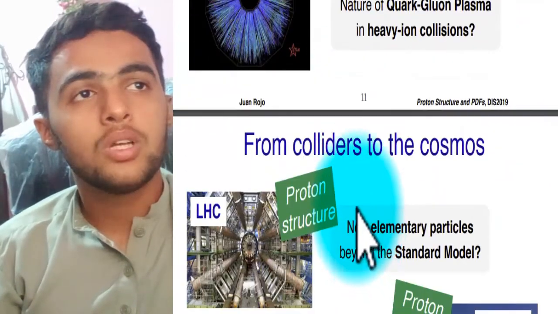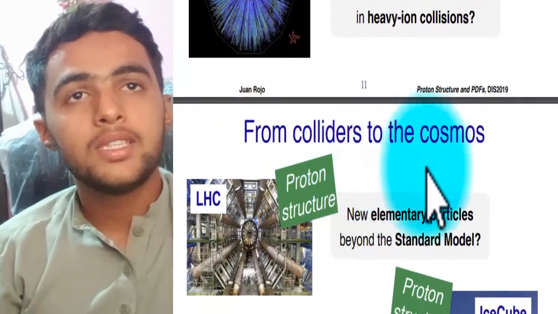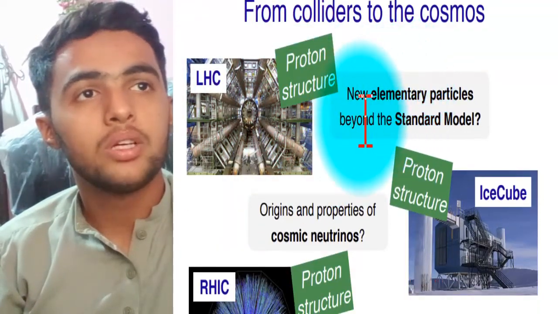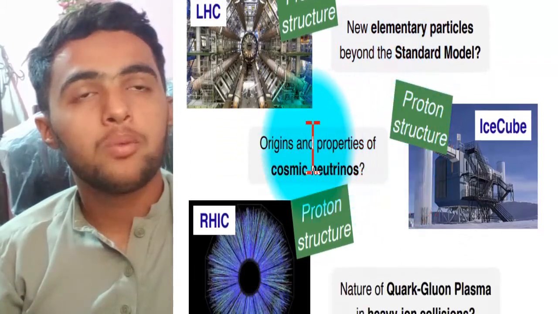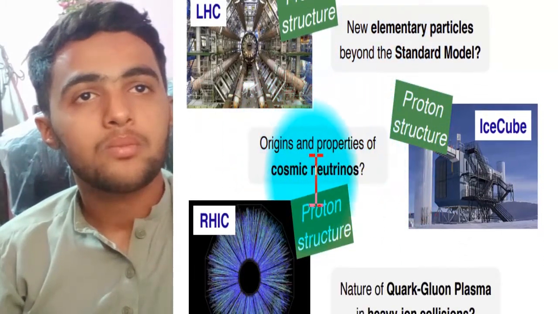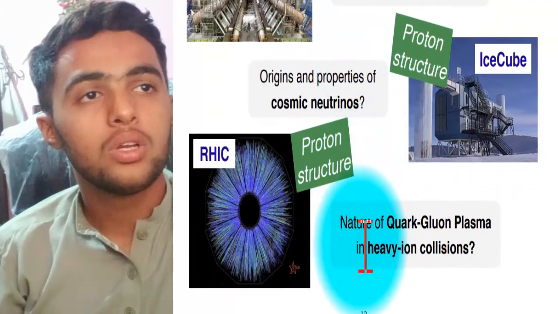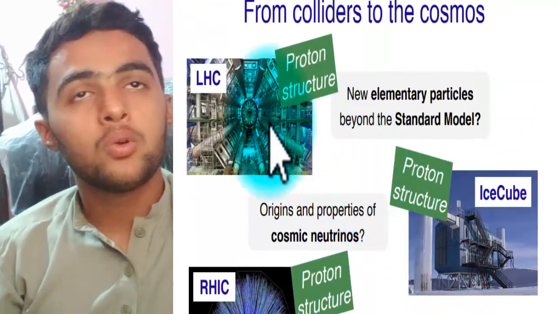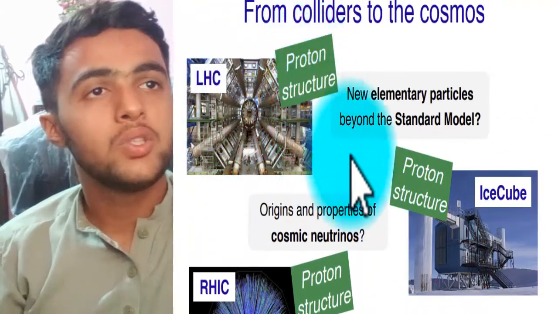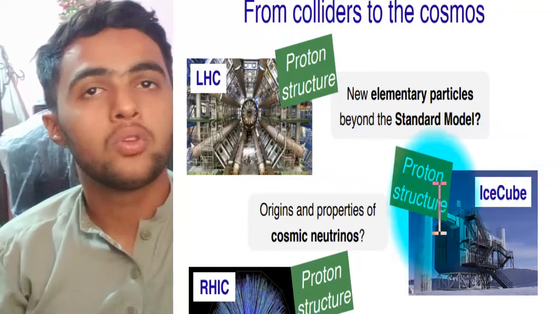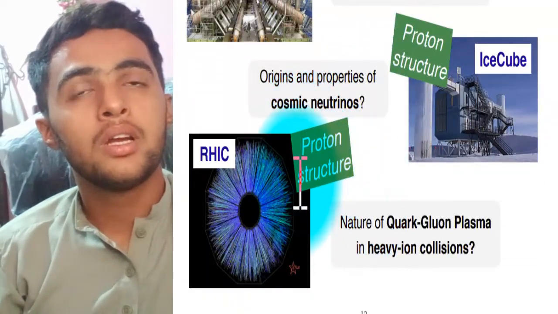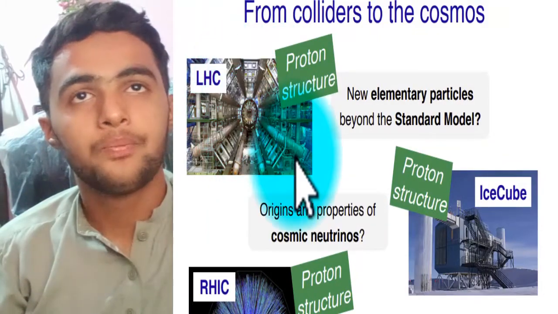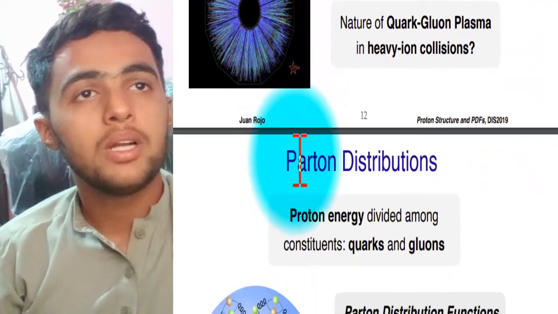From collider to the cosmos. LHC: proton structure, new elementary particles beyond the Standard Model. After that, origin and properties of cosmic neutrinos, nature of quark-gluon plasma in heavy ion collisions. LHC proton structure, IceCube proton structure, RHIC proton structure. It means that it looks like the proton structure of LHC, IceCube, and RHIC. Parton distribution.